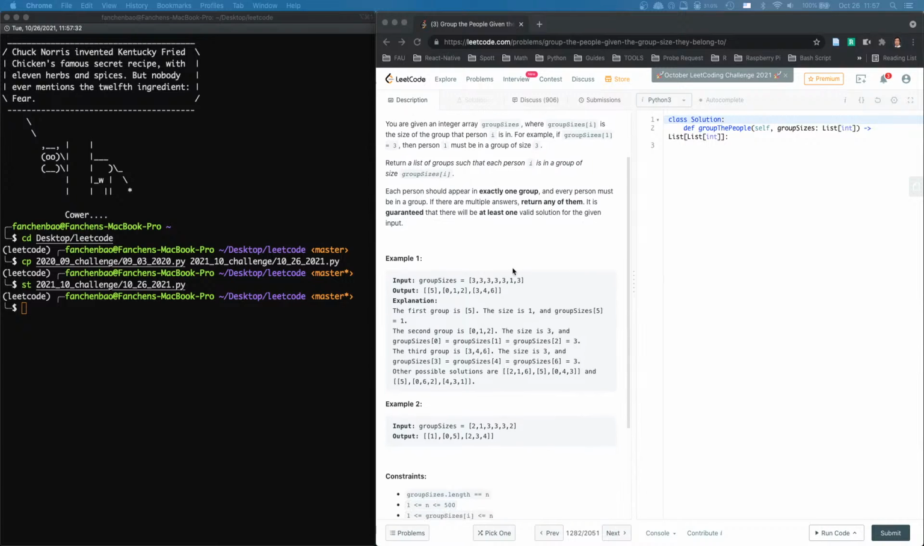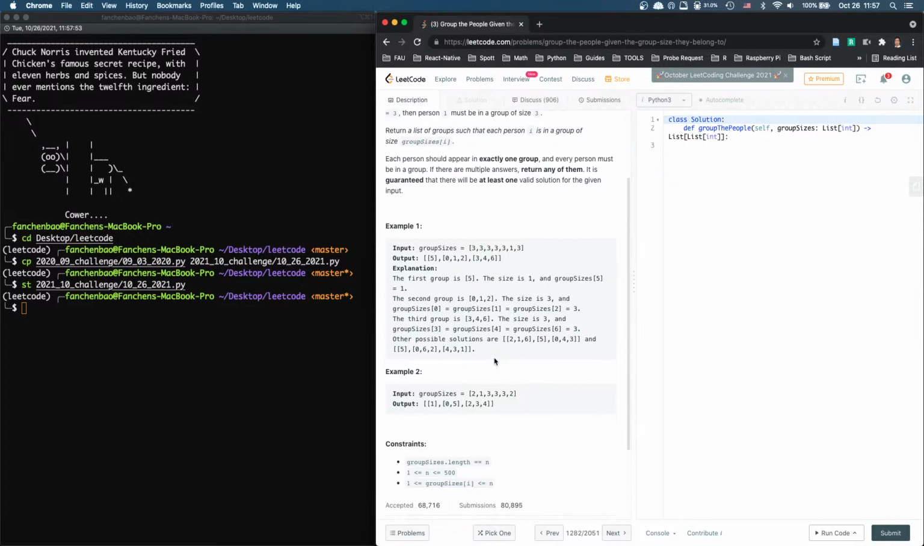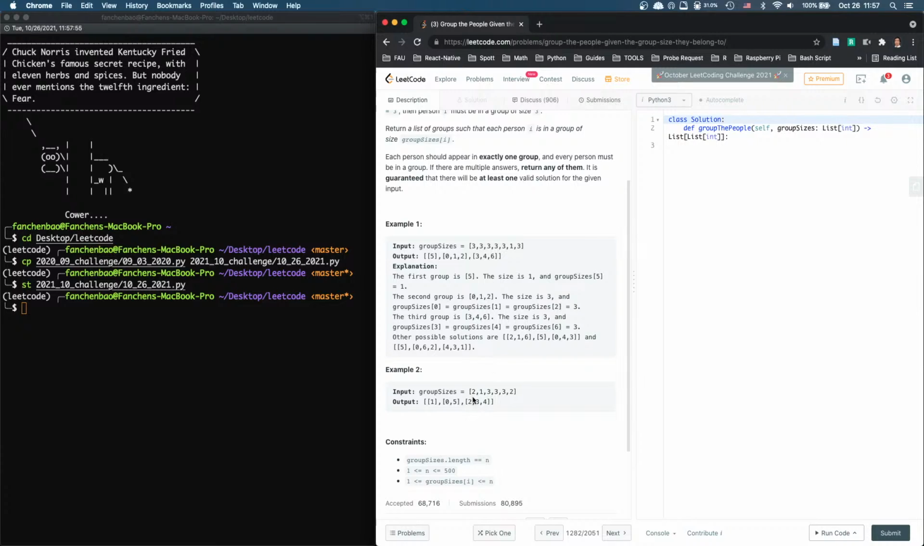Okay, so we have all these people: 0, 1, 2, 3, 4, and 6. They all need to be in a group of 3, and then this one needs to be a group of 1. So the first group is 5. The size is 1. And group size 5. The second group size 3. And then 0 needs to be in a group of 2, 1 needs to be in a group of 1, and then needs to be a group of 3, and last one group of, okay?